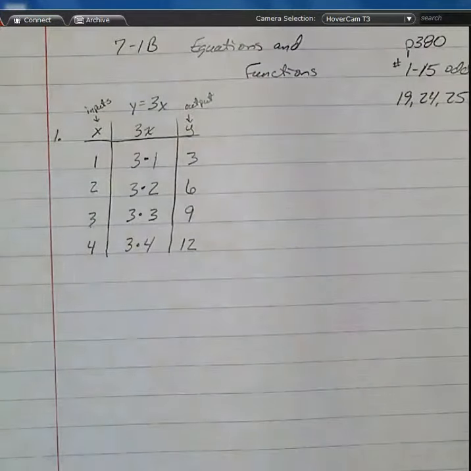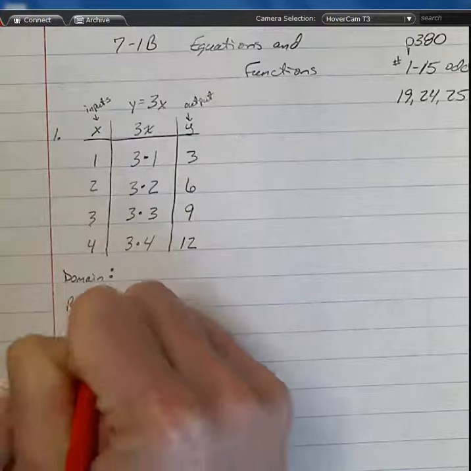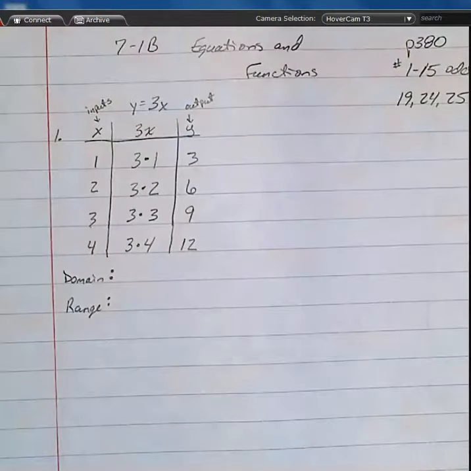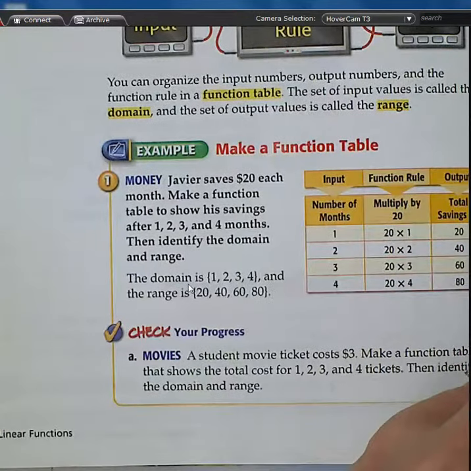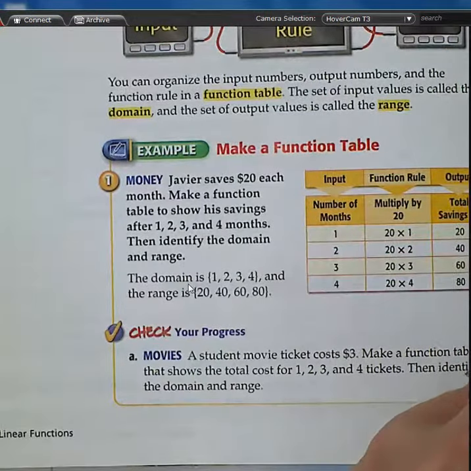Are we done? No, because now it says identify the domain and the range. So underneath here, you're going to write the word domain, colon, and the range, colon. And here's what happens. There are some special things called braces in math, and if you turned back to page 378, the bottom of the page, it says the domain is this and the range is this. And what it does is it lists, the domain is what? The inputs or the outputs? Domain is the inputs. The range is the outputs.